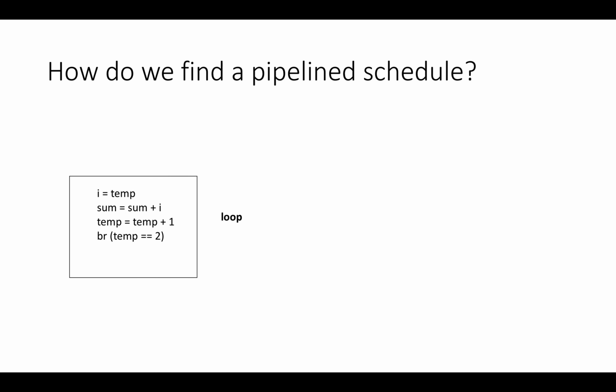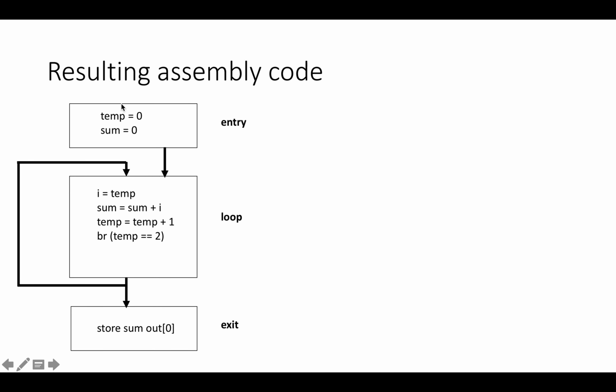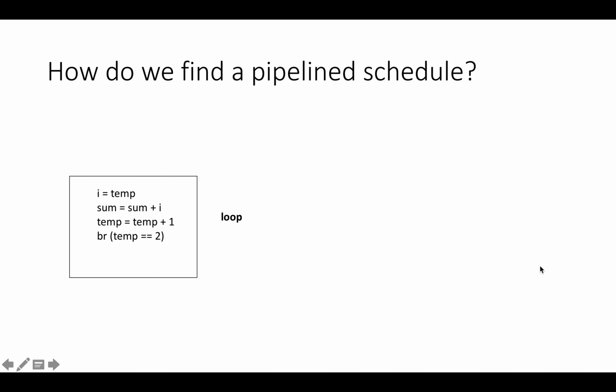Okay, so how do we actually find a pipeline schedule? We've already covered straight-line code scheduling in the very first of the explanation of HLS videos. So how to schedule straight-line code like we see in the entry and the exit block is pretty straightforward. So how do we find a pipeline schedule for the loop itself?